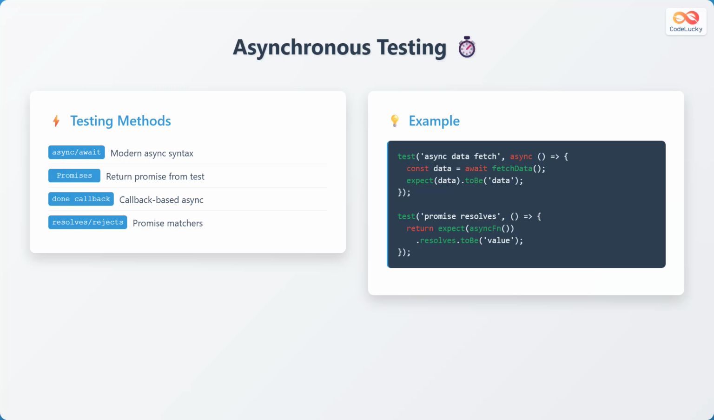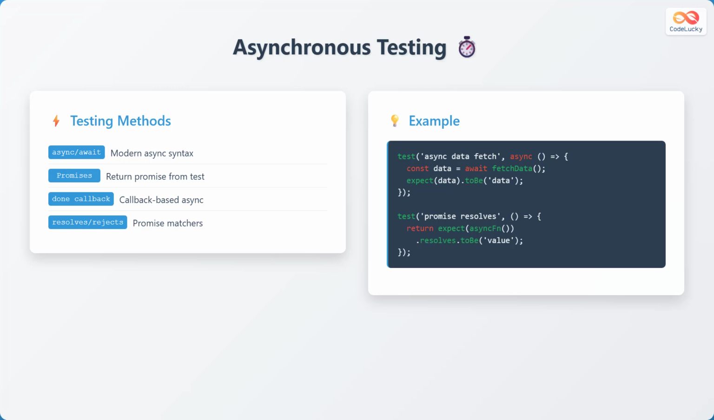For promise-based testing, you can return a promise from your test function, and Jest will wait for it to resolve or reject. When working with callback-based asynchronous code, use the done parameter in your test function and call done when the asynchronous operation completes. Jest also provides special matchers for promises, resolves, and rejects. These allow you to test promise outcomes directly.